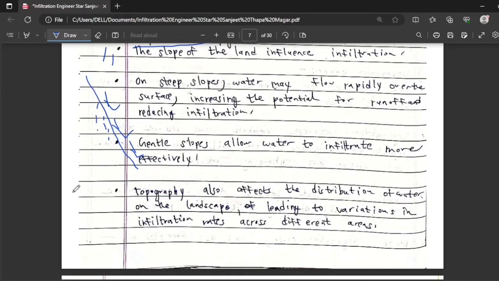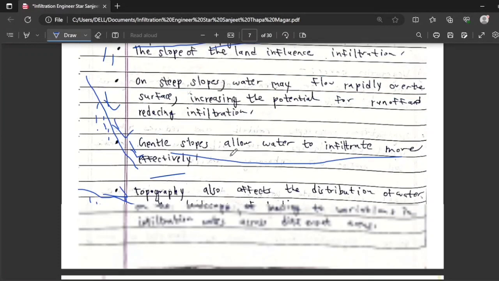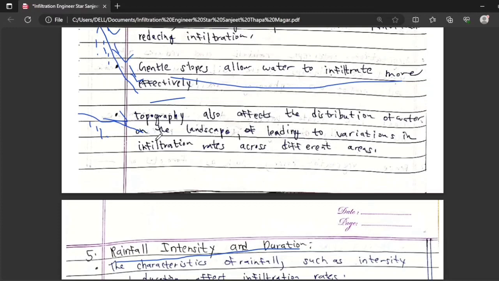Gentle slope. If this is a gentle slope, then infiltration will be more and runoff will be less than the previous condition. Gentle slope allows water to infiltrate more effectively. Next is topography. Topography also affects the distribution of water on the landscape, leading to variation in infiltration rates across different areas. That means infiltration also depends upon the topography of the area.